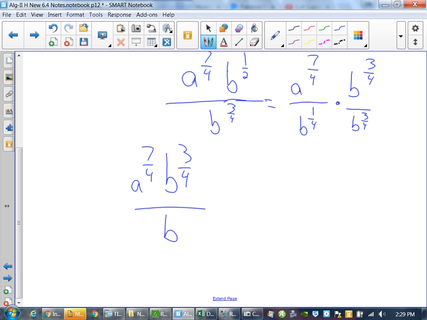What's up? Would you have to play war again? Where'd the a go? I just rewrote it. The a was already there. I just rewrote it to bring it down to my final answer.